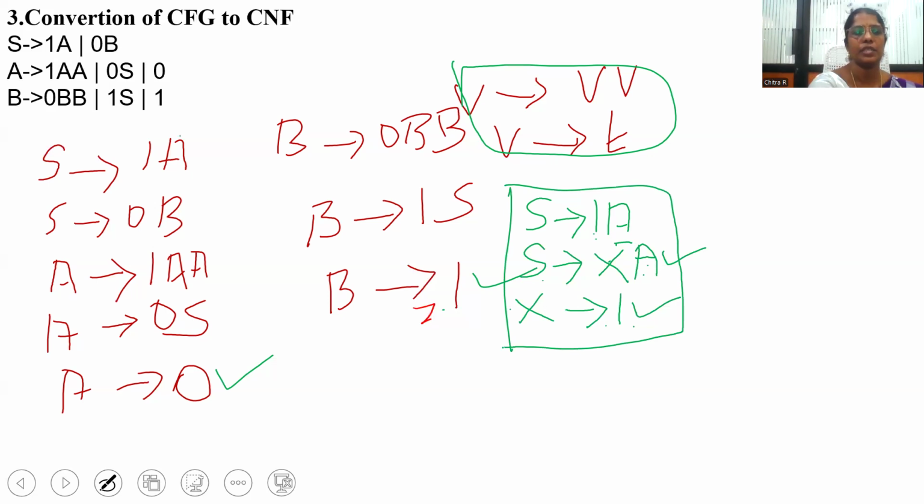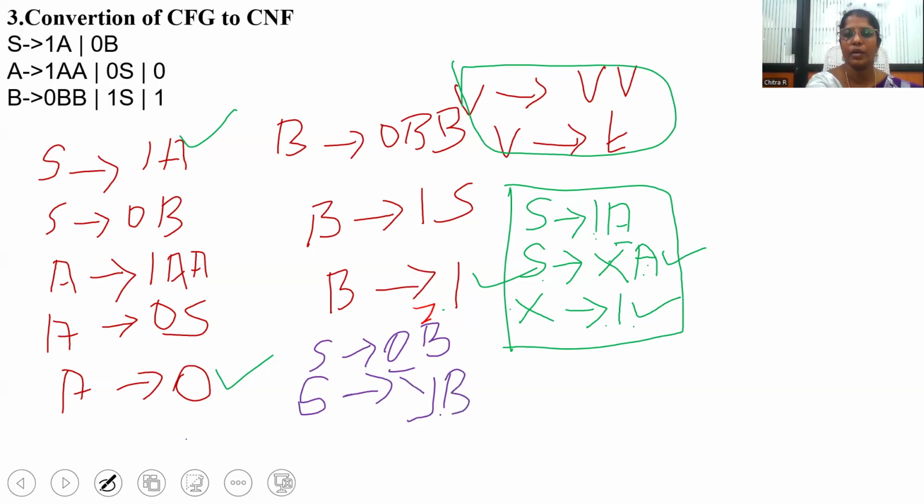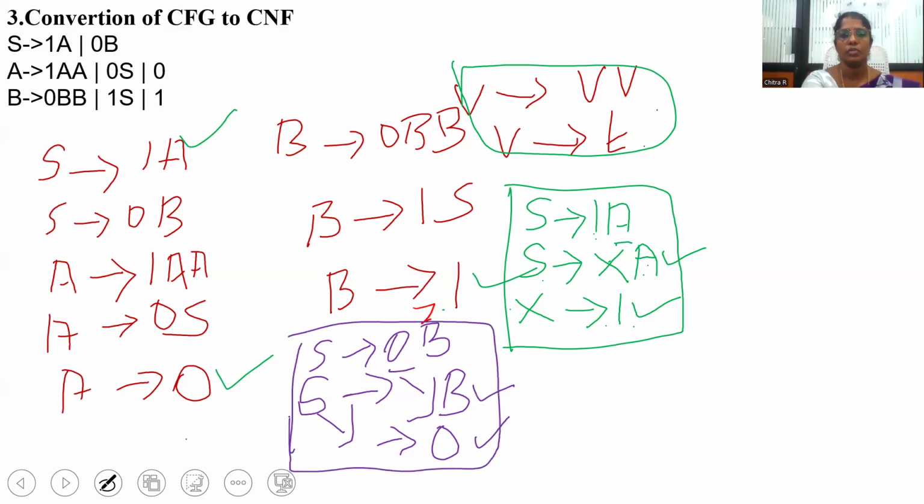Now I can check the next production. What is the next production? S tends to 0B. I'll take that one. Here also B is a variable, so I need to convert the first symbol, 0, with another new variable. I'll not disturb the existing ones, so I'll include a new variable Y, any variable. What is that? Y tends to 0. That is, I am replacing this 0 with Y. So here S tends to YB contains two variables and Y tends to 0 contains one terminal. The condition is satisfied. So this is the conversion of S tends to 0B to Chomsky normal form.